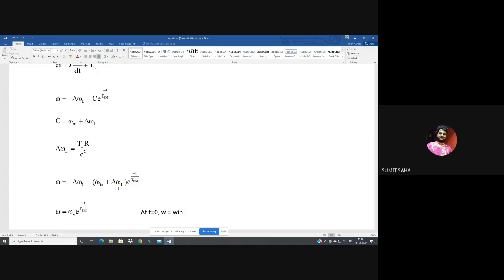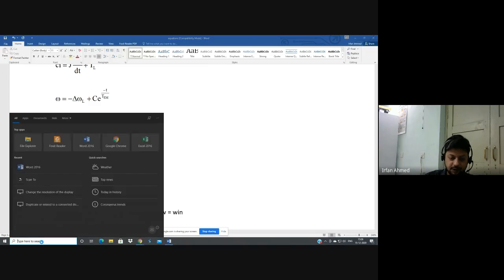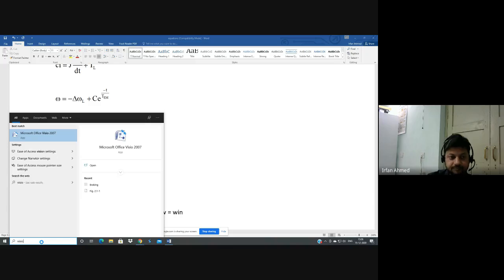Yes, sir. At t is equal to infinity, the value of omega is equal to minus delta omega L if the motor was running under load, and it will be 0 if the motor was running on no load. And how is this change going to happen? There is going to be an exponential decrease.